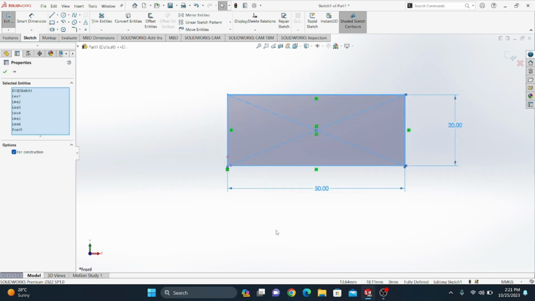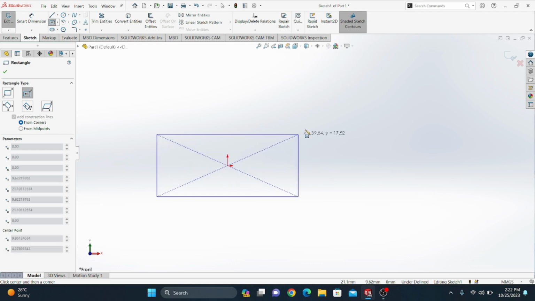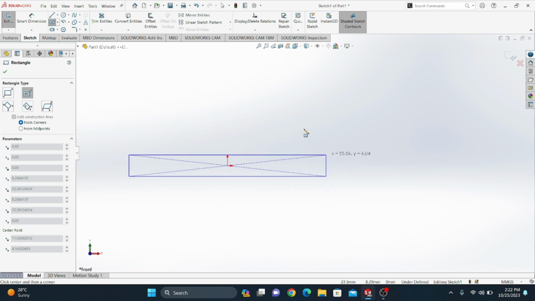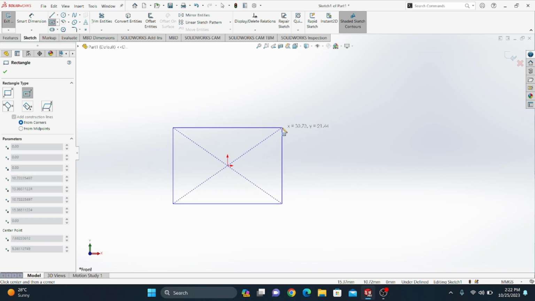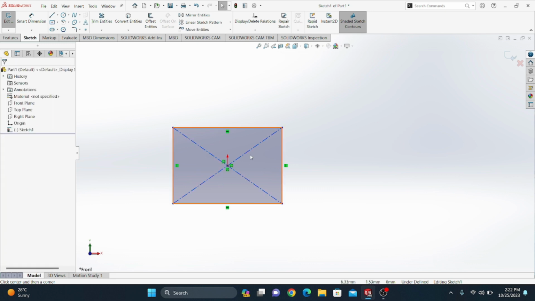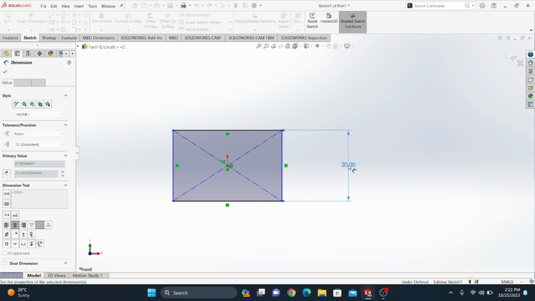Now coming back to the rectangle tools, the second one is the center rectangle. Center rectangle means that you select the center and then one of its corners, wherever you want. Okay, here is my rectangle. Now what is the role of these lines here? They keep the rectangle in symmetry. For example, I should keep it as 20 like that.